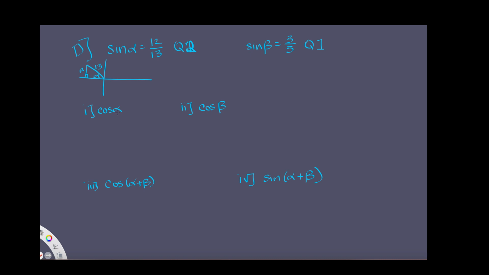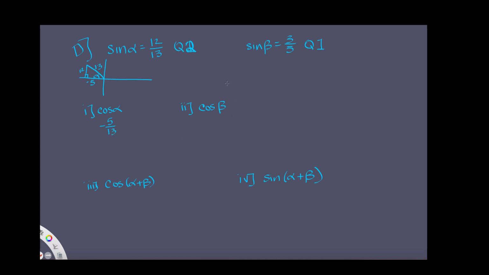We're asked to find the cosine of alpha, so we need the adjacent side. If we either remember our Pythagorean triples or do a little Pythagorean theorem, we'll find that this is 5. But keeping in mind we're in the second quadrant, really that's a -5. So the cosine of alpha is -5/13.